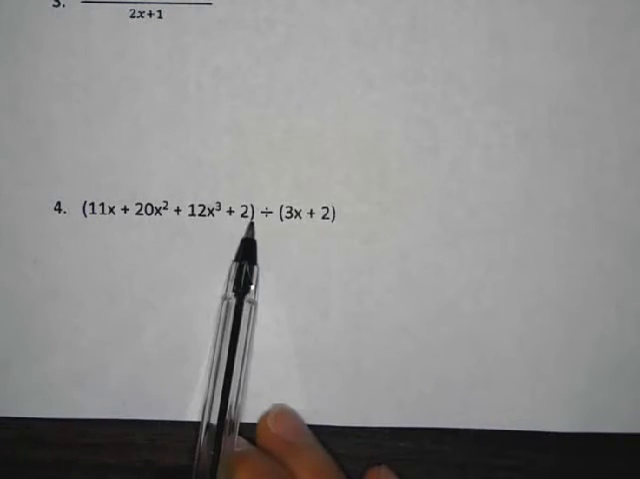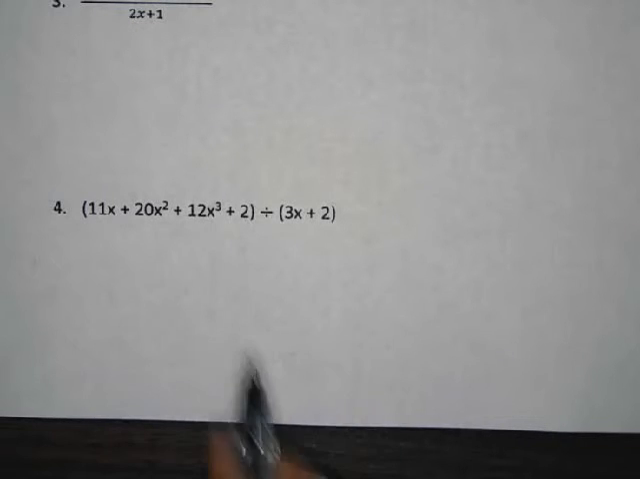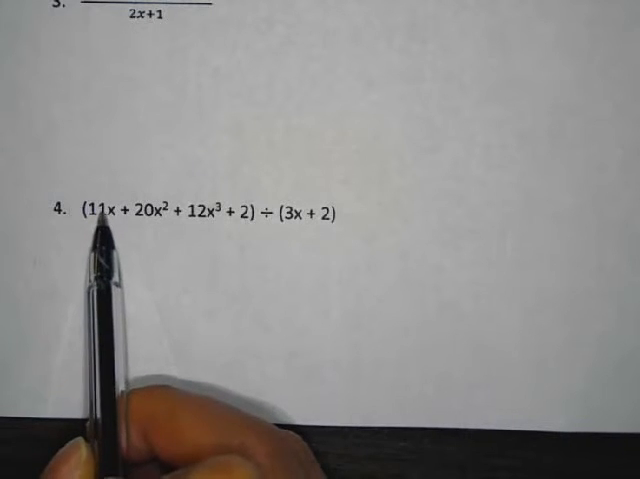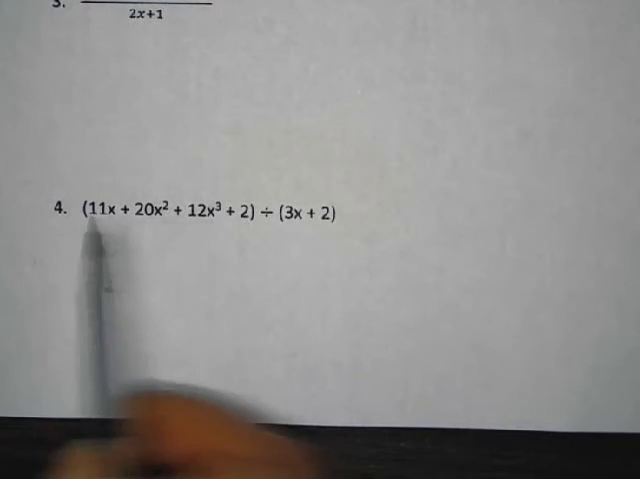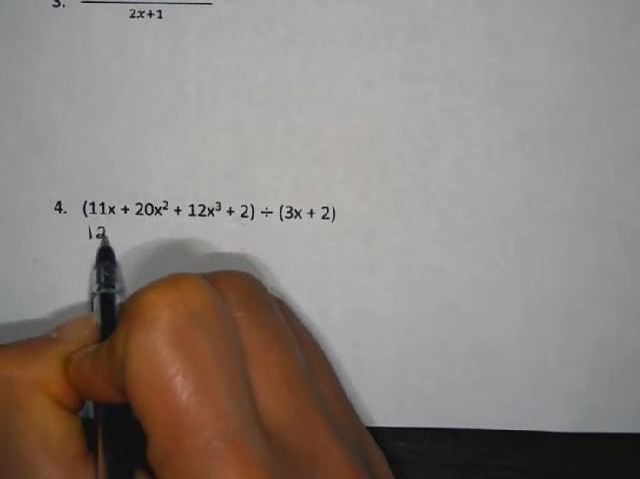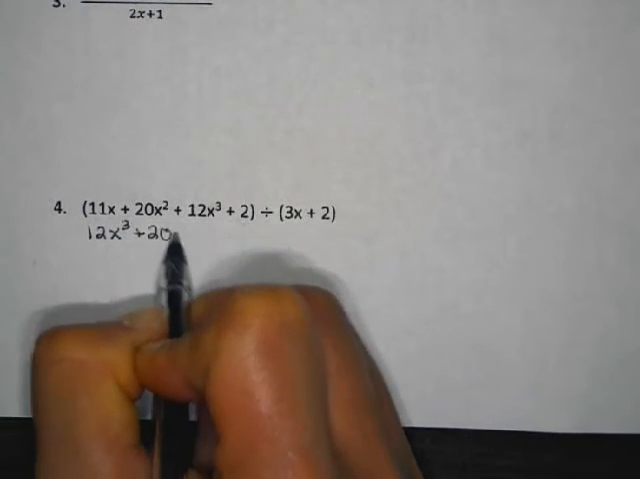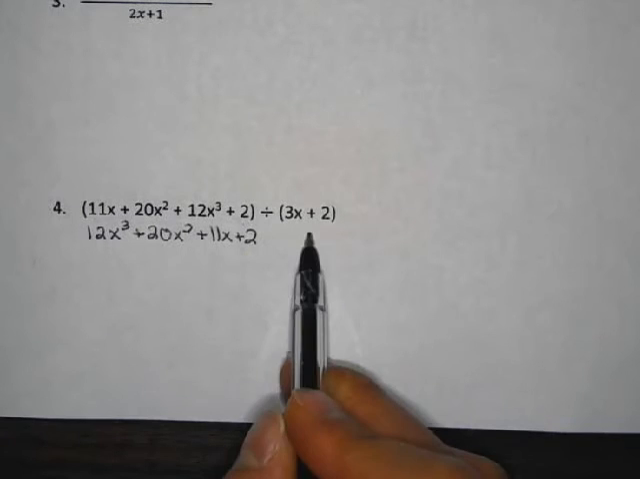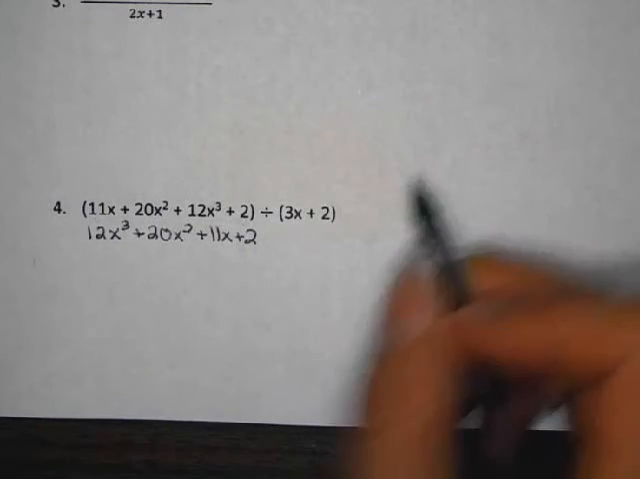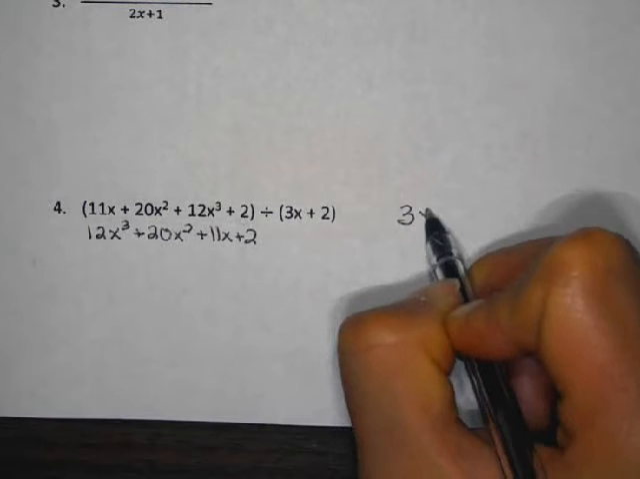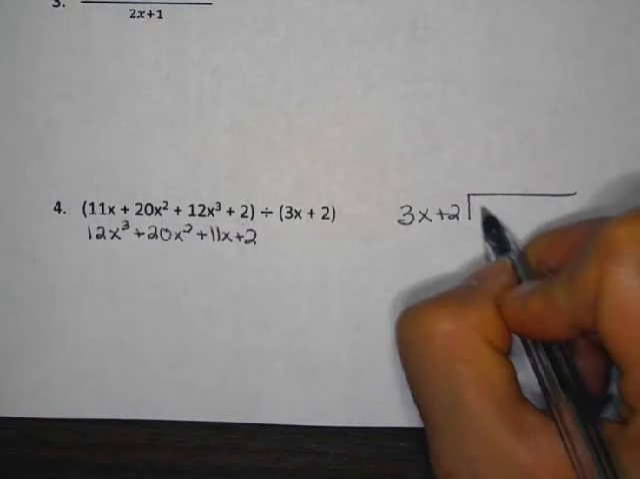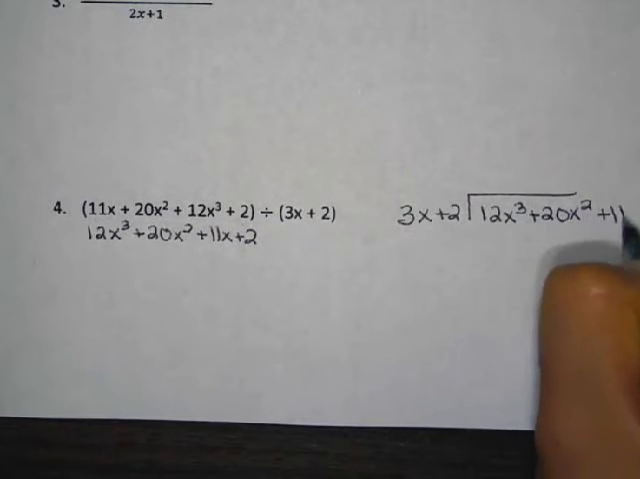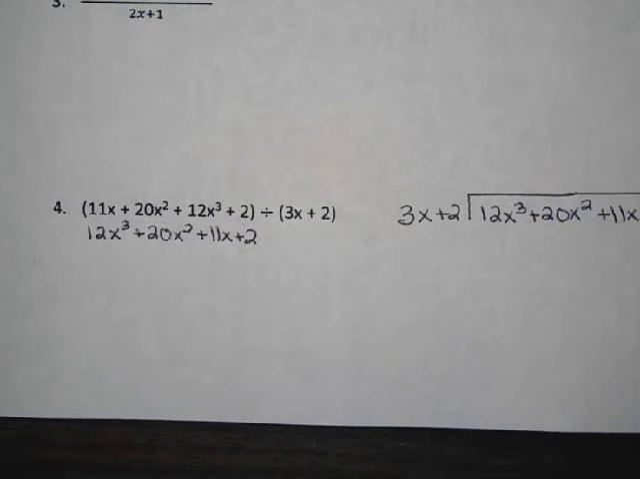However, you'll notice that this is not written in the standard way that we usually write it, where we have the highest exponent in front. And that's the way you always need to divide. So we need to rewrite this right here. So that would be 12x cubed plus 20x squared plus 11x plus 2 divided by the 3x plus 2. So we have 3x plus 2 divided by 12x cubed plus 20x squared plus 11x plus 2.